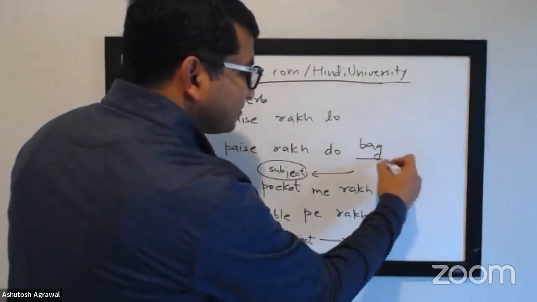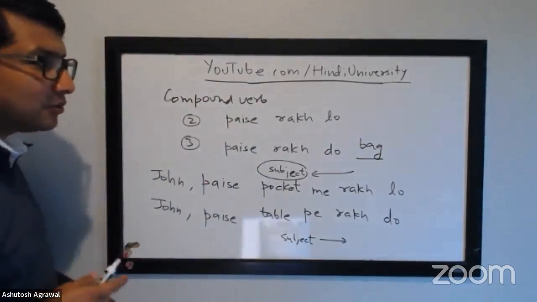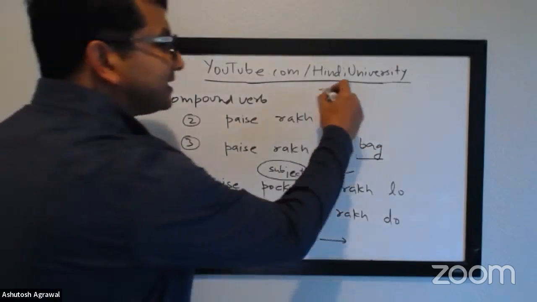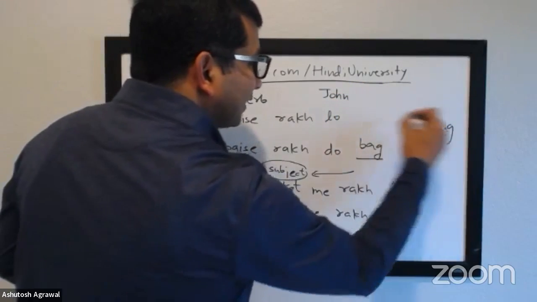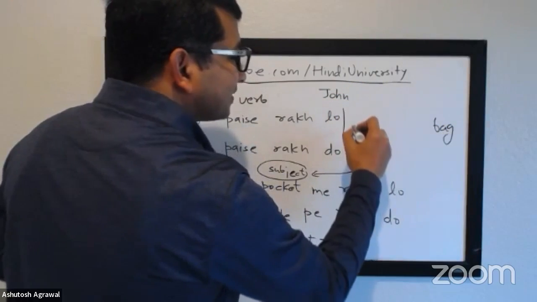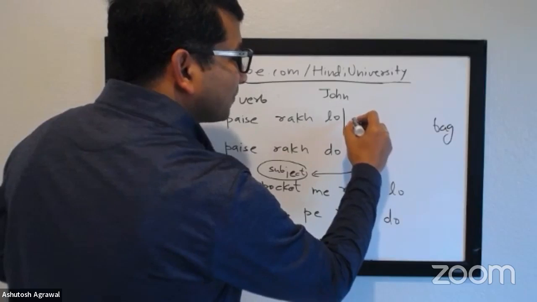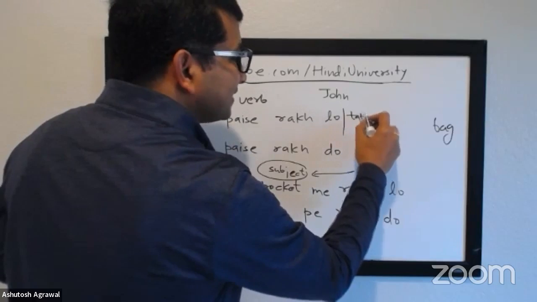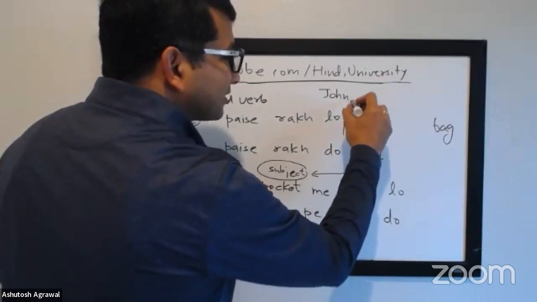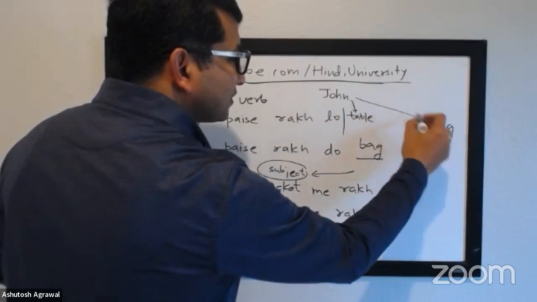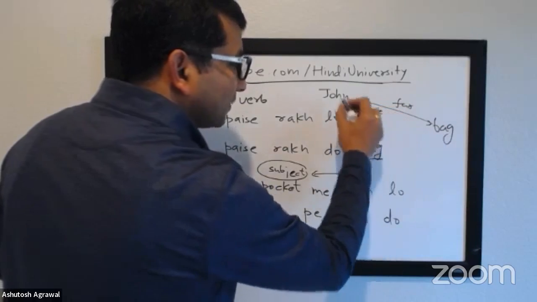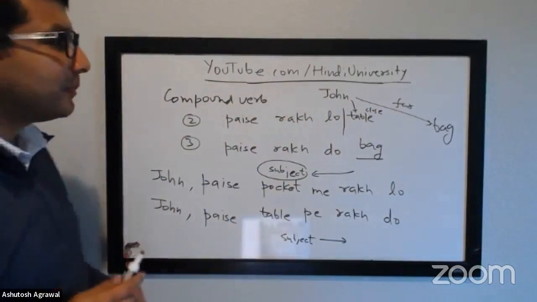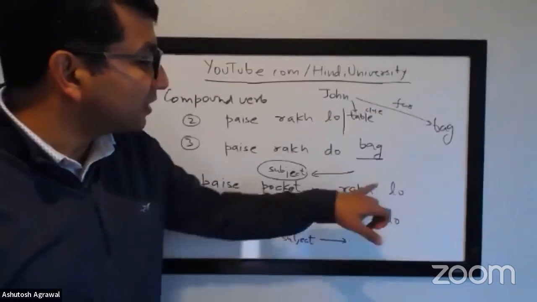Yeah, let's say "John, paise bag mein rakh do." So John is here, let's say the bag is here, and let's take something else. Let's say the table is here. It is about the proximity of resources. This is far and this is close. You will say "John, paise table par rakh lo."